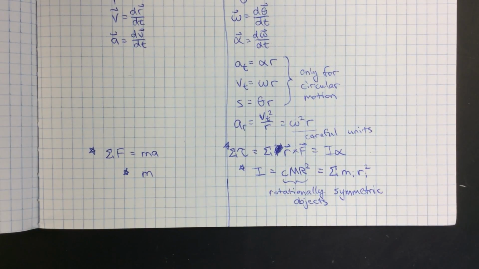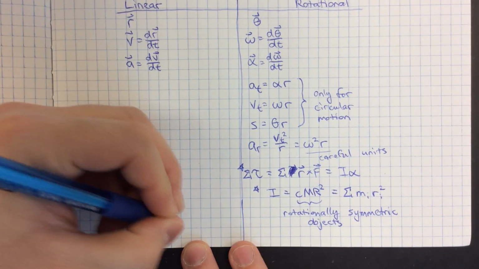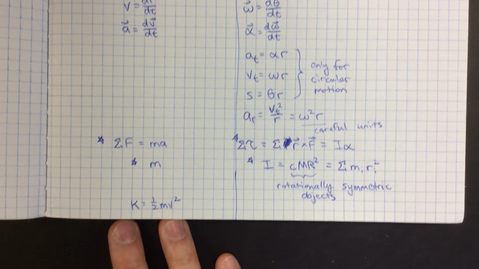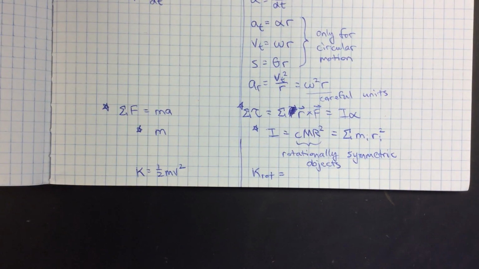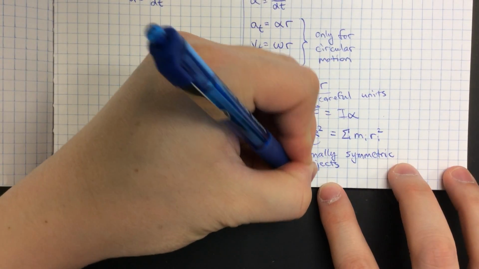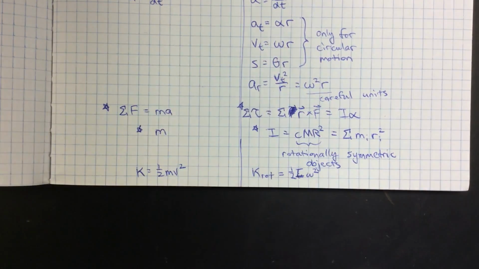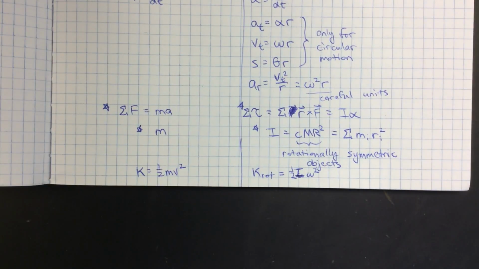The last thing to bring up, actually, let's do rotation. Usually with kinetic energy, we have 1/2 m v squared. So for rotational kinetic energy, if you had to guess, what would it be? 1/2 I omega squared. That's it.